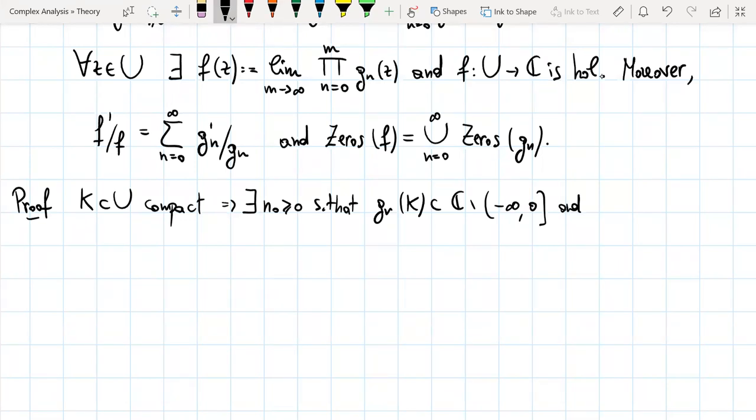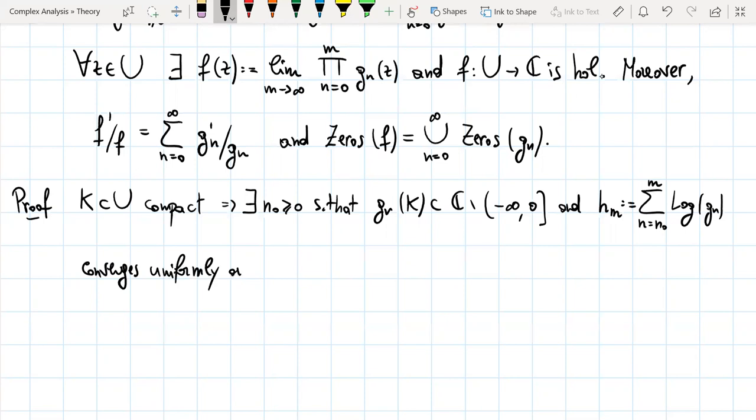And what we know is that if we define Hm to be the sum from n going to zero to m of the logarithm of Gn, then this sequence converges uniformly on K to H, this function, which is then the infinite sum of the logarithm of Gn.